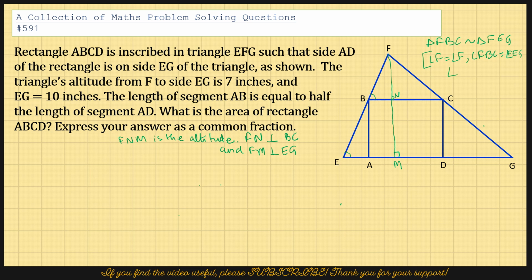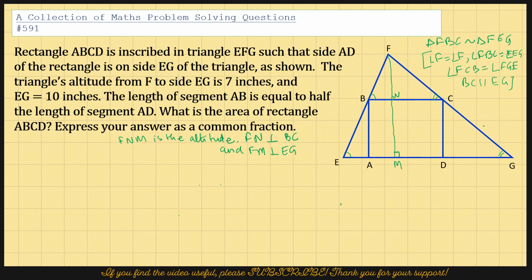and angle FCB is equal to angle FGE, and that's of course because ABCD is a rectangle, so BC is parallel to EG, because AD sits on EG. So we have proved that triangle FBC is similar to triangle FEG.